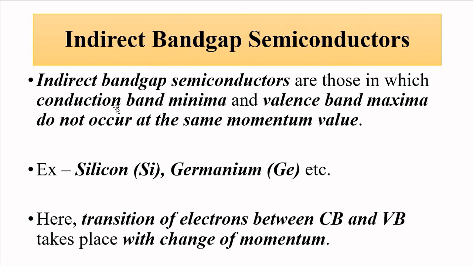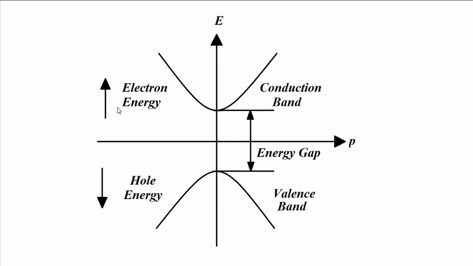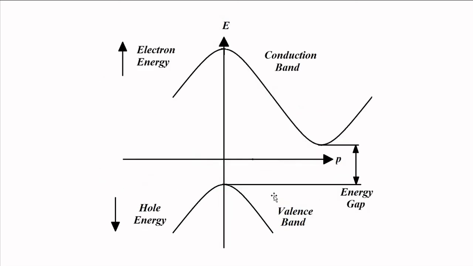The point I was trying to make is that the basic operation of all optoelectronic devices is based on the transition of electrons from valence band to conduction band. In direct band gap semiconductors, this transition is easy at the momentum value where the conduction band minima and valence band maxima coincide, because the energy gap will be less. But in indirect band gap semiconductors, it will cause a change in momentum value from here to here to make that transition. This transition is comparatively difficult.